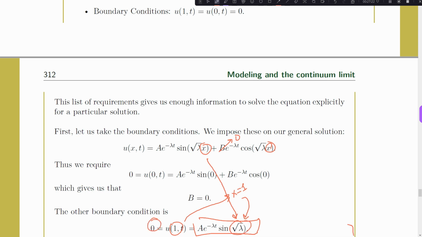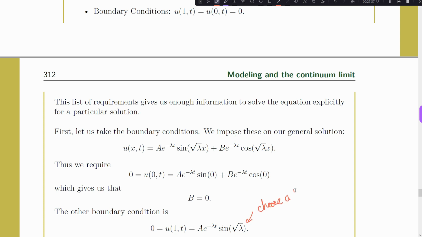And you might think the same thing is satisfied here, where I need to let a be equal to 0, because otherwise this would never be 0 for all times. And that's not true. I can actually choose a lambda so this is true. Well, how do I do that? Well, if sine root lambda were equal to 0, that means root lambda is equal to arcsine of 0, which would be pi. I mean, arcsine of 0 is also 0, but there are lots of values that the arcsine of 0 can take, and in this case, pi is a very useful one. And so lambda equals pi squared is a perfectly valid choice of lambda.